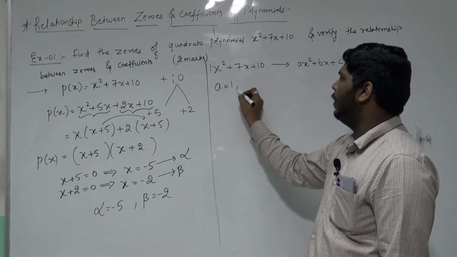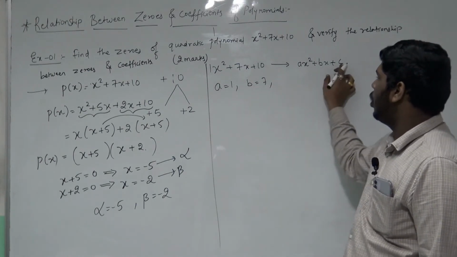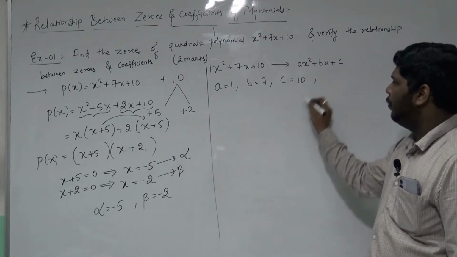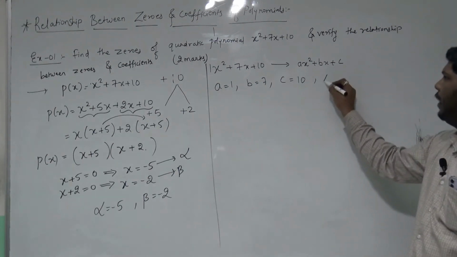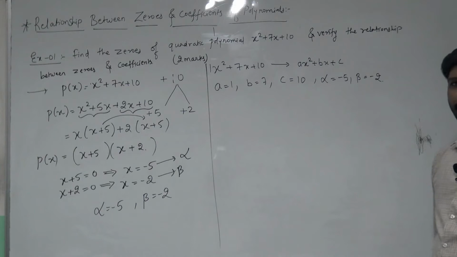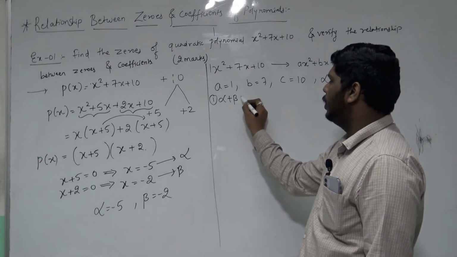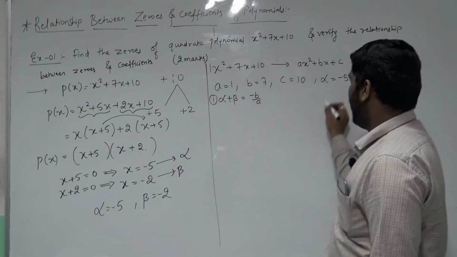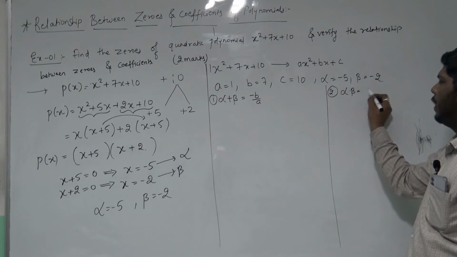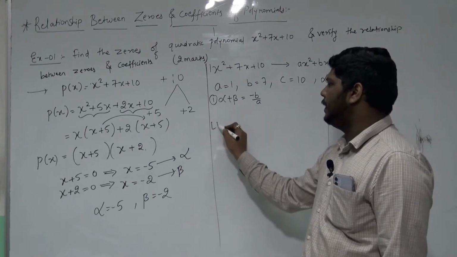So value of a will be 1. Value of b will be 7, that is the coefficient of x, and the constant is positive, that is equal to 10, correct? Also with that we have alpha is equal to minus 5 and beta is equal to minus 2. Now let us check the first relation, which says that alpha plus beta should be minus b by a, and after that we'll go for the second relation, which says that alpha into beta is equal to c by a, correct?